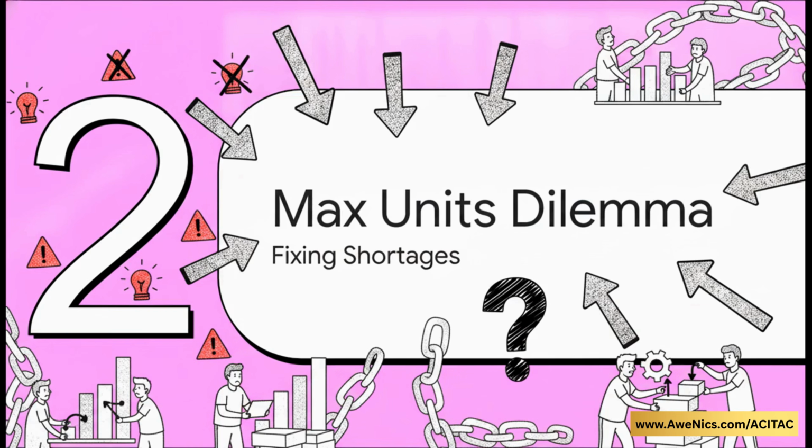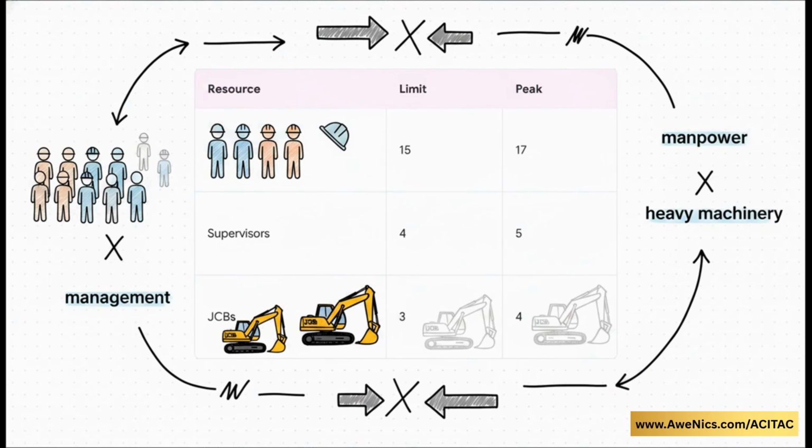Now we move into the critical decision phase, the maximum units dilemma. How do we go about fixing these overallocations? Let's break down the specific shortages we're facing on this project, because it's not just a labor problem. Sure, we have a limit of 15 helpers, but we need 17. But look at the rest of this breakdown. We only have 4 supervisors, but the schedule is demanding 5. We've got 3 JCB excavators, but those parallel tasks require 4. We are stretched incredibly thin across manpower, management, and our heavy machinery.